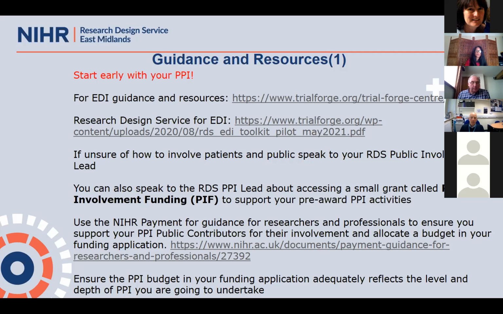But please make sure that your PPI budget in your funding application adequately reflects the depth of PPI you're going to undertake. Only this week we had feedback from one of the funding committees for a research application, which questioned the amount that was allocated for PPI in a researcher's application. So that is looked at to make sure that it matches what you're proposing to do. Next slide, please.